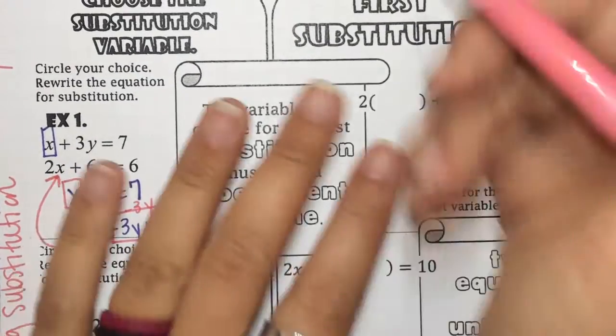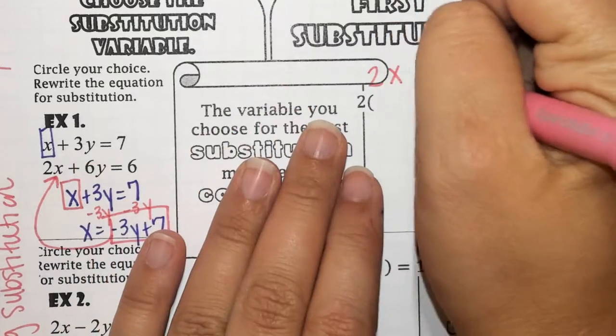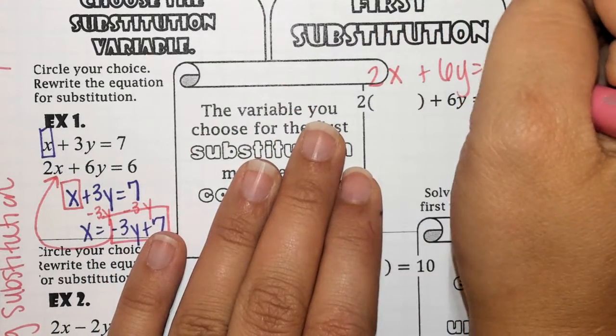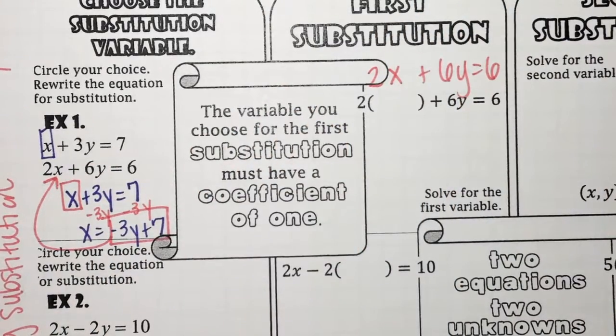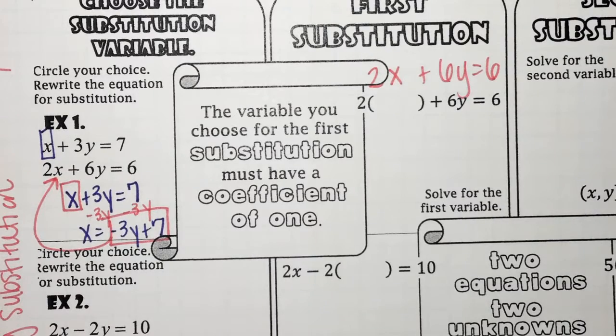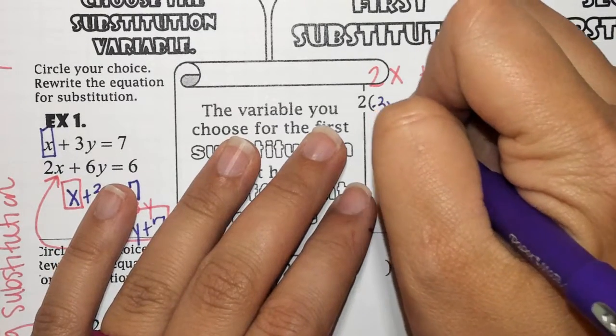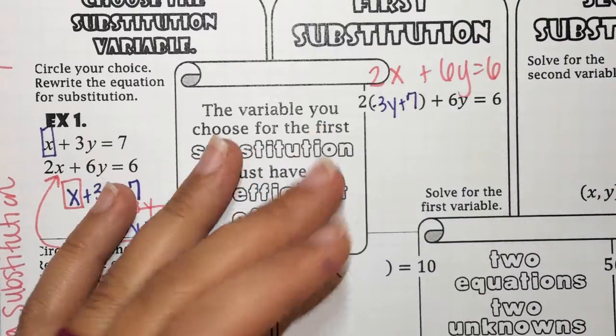Now, remember, it was 2x plus 6y equals 6. And what did x equal? Negative 3y plus 7. Yes, good. Both of you take a point. Negative 3y plus 7.